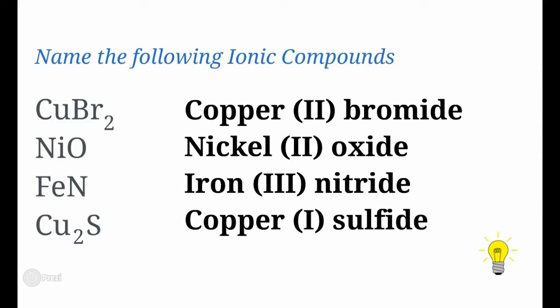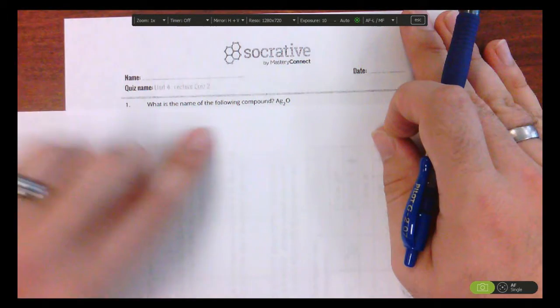I was more worried about this right here. By the way, you do know on the test, if you don't know that, you get the whole thing wrong. You don't get partial credit. It's like, well, I got the name right here, but you have to have this. That's part of it. Okay, what is the name of the following compound?